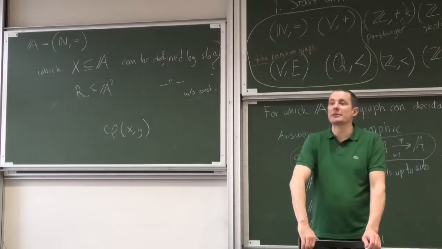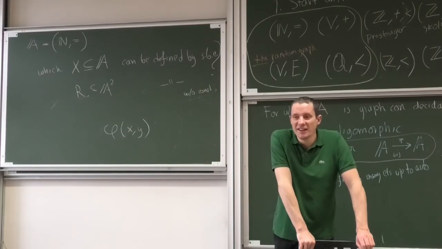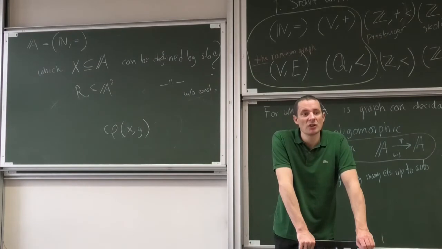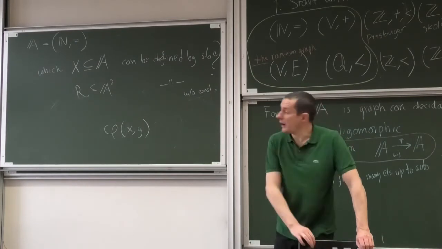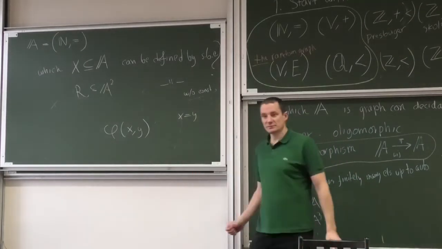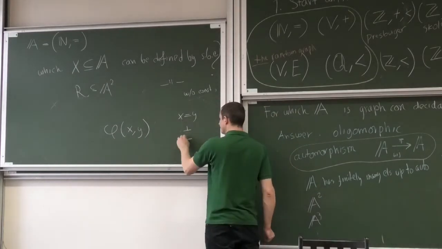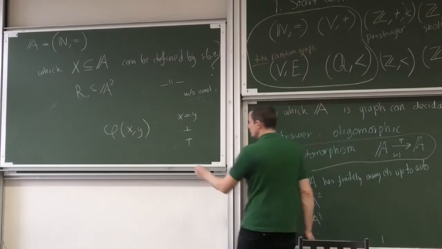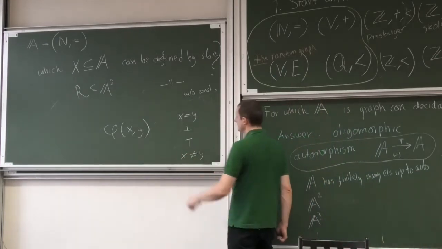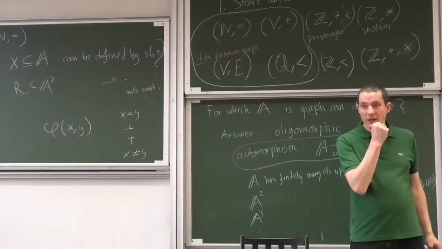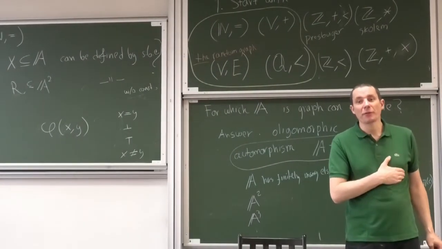So give me 2 examples of such binary relations. Okay, 3. Sorry? X equal y, for instance. X equal y. True, false. X not equal y. Anything else?